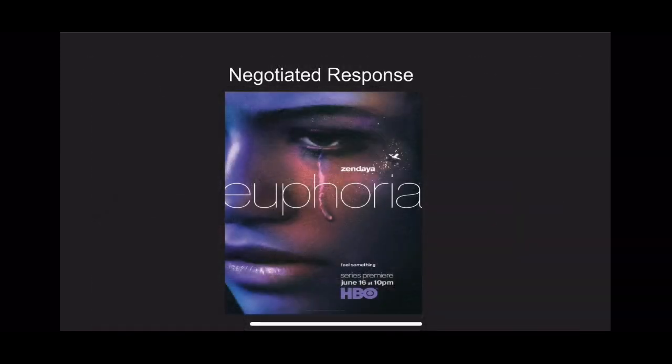An example of a negotiated response can be viewed in the show Euphoria. While the show features drugs, alcohol, and many other factors that go against the audience's morals and identity, the audience still accepts the message. Factors such as age can also play a huge role, as well as actors. Since Zendaya is already highly liked by the audience, filmmakers use this to their advantage when wanting to elicit a certain response from the audience.